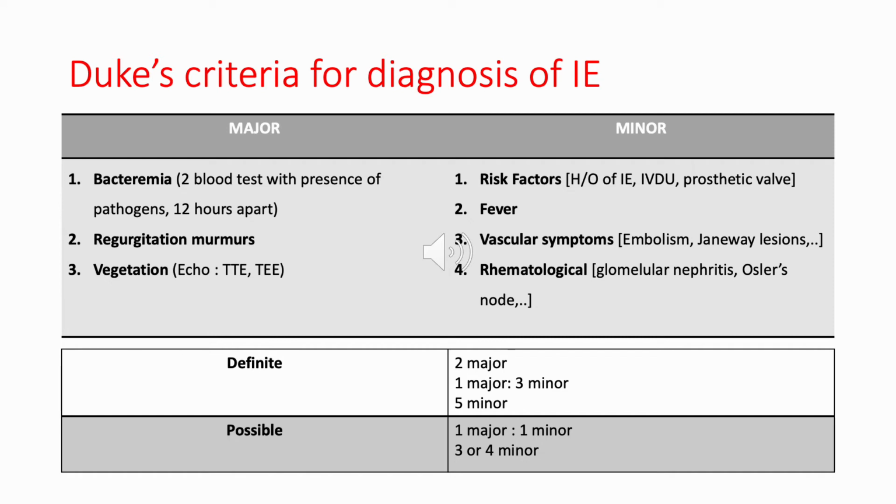So with that said, in order for a patient to be diagnosed, we usually see how many major criteria they have versus how many minor criteria they have. So for example, with definite infective endocarditis, they should present with 2 major criteria from what we've mentioned, or either 1 major and 3 minor criteria, or 5 minor criteria. For possible infective endocarditis, they would present with 1 major and 1 minor, or 3 or 4 minor criteria.